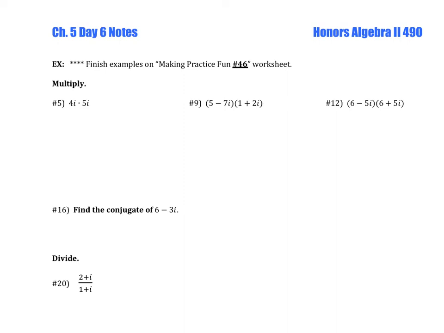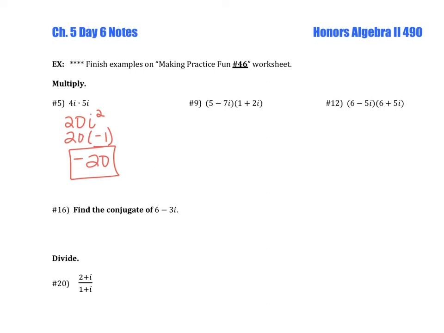Number 5 says multiply 4i times 5i. So it's hopefully what you would expect it to be. We're going to multiply 4 times 5 and get 20. We're going to multiply i times i and get i squared. As we mentioned before, we don't want to leave an i squared in our answer. i squared is equal to negative 1, so 20 times the negative 1 is going to be negative 20, and that will be our final answer.